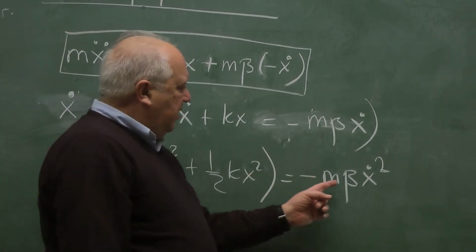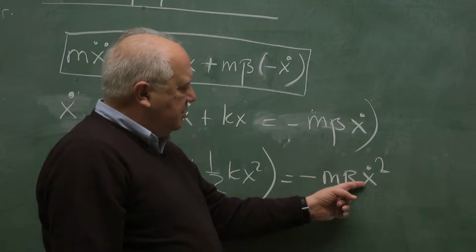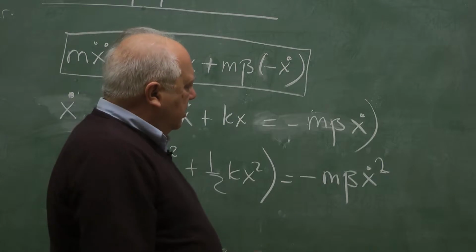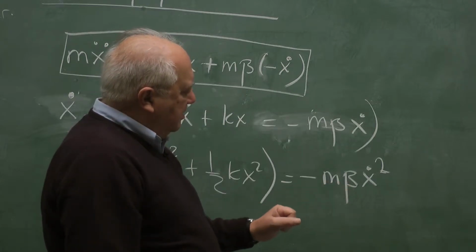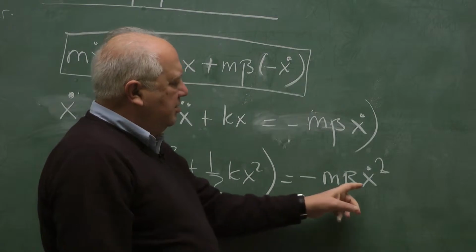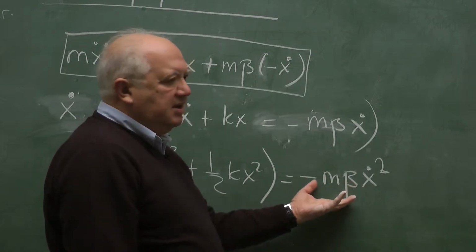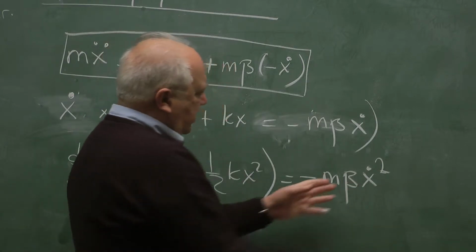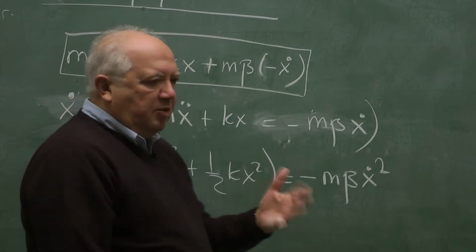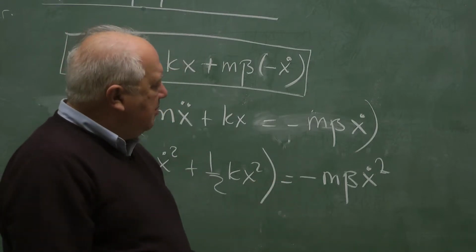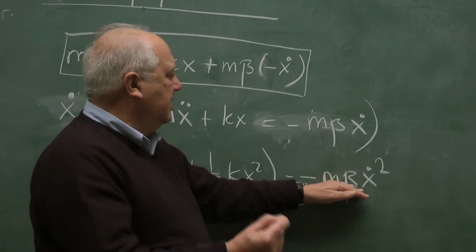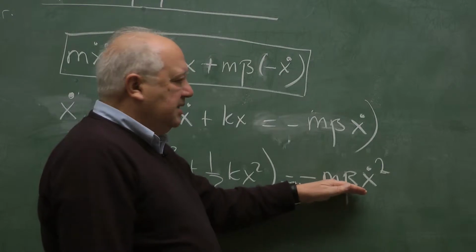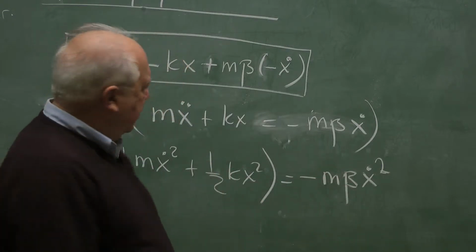Now, m is positive, beta is positive, x dot velocity square is positive, but we have a minus sign here. And if x dot is not 0, this is definitely negative. But x dot is a function of time. Momentarily, instantaneously, it can be 0. But most of the time it is negative. The thing is that it is never positive.